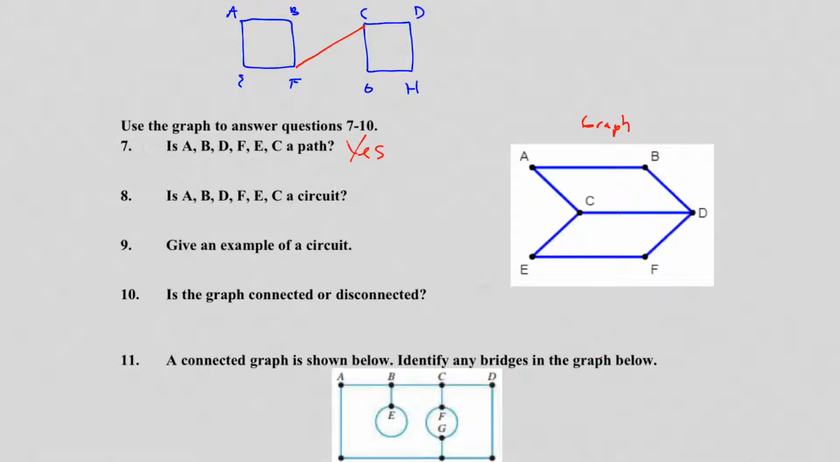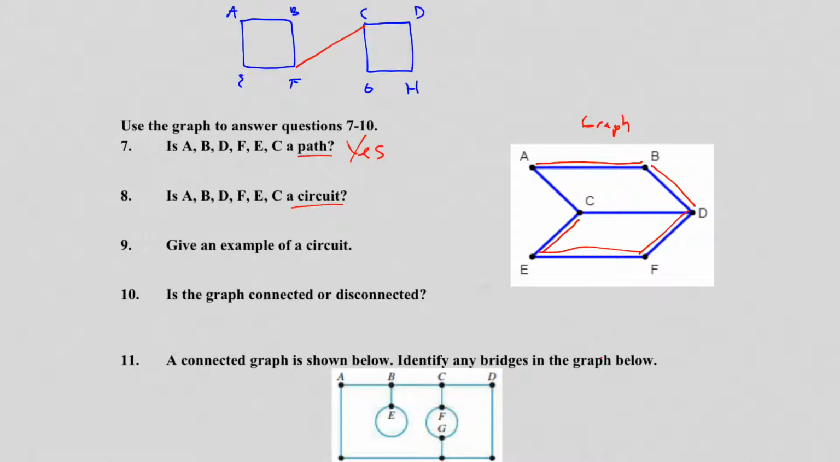Now, can we verify that? Sure. Start at A, go to B, go to D, go to F, E, and C. Again, all you have to do is walk from one place to the next, and you just completed a path. As long as you're just not standing still, hanging out in one spot. Now, so path, that's very general. Circuit is very specific, right?